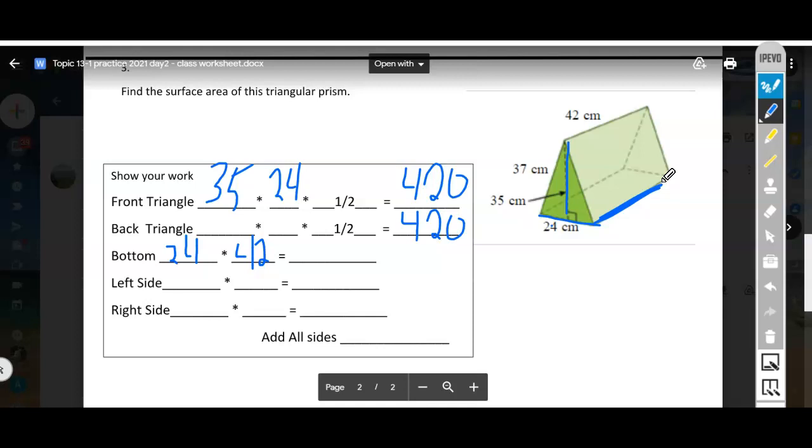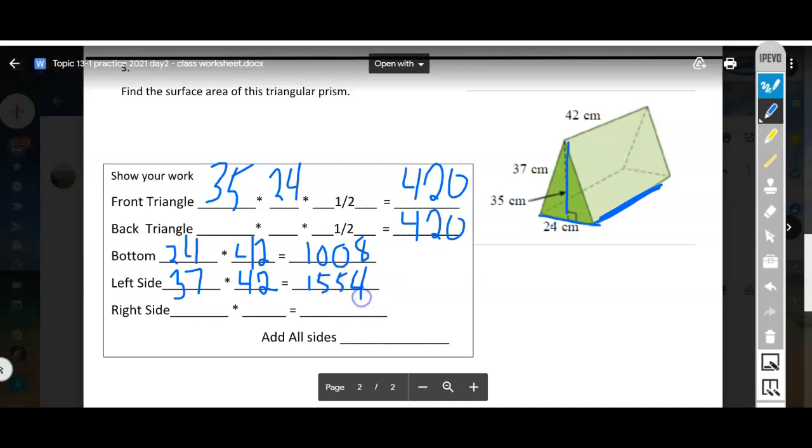What's that? 24 times 42 is? 1008. Okay, left side. What are the dimensions of that left side rectangle? Lorelai? 37 and 42. What is that? What's 37 times 42? Bailey? 1554. You said 1554?